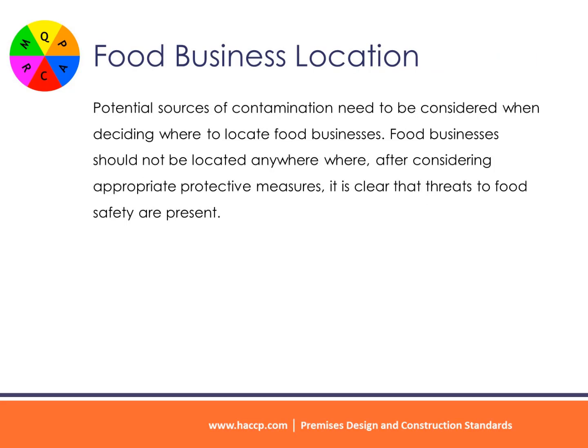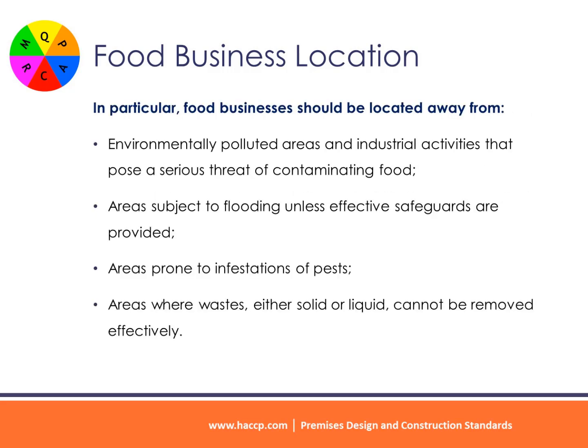Food business location. Potential sources of contamination need to be considered when deciding where to locate food businesses. Food businesses should not be located anywhere where, after considering appropriate protective measures, it is clear that threats to food safety are present. In particular, food businesses should be located away from environmentally polluted areas and industrial activities that pose a serious threat of contaminating food. Areas subject to flooding unless effective safeguards are provided. Areas prone to infestations of pests. Areas where waste, either solid or liquid, cannot be removed effectively.